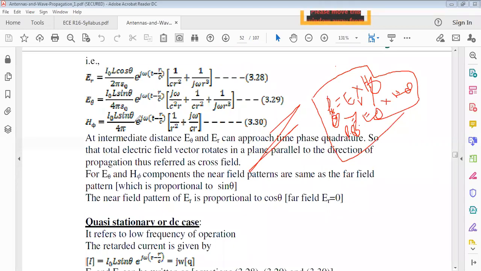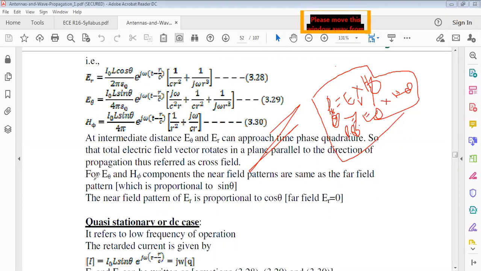See here, these are the expressions for E theta, E R and H phi. At an intermediate distance, E theta and E R can approach time phase quadrature, each having a 90-degree phase shift. So the total electric field vector rotates in a plane parallel to the direction of propagation, thus referred to as a cross field. Understand?